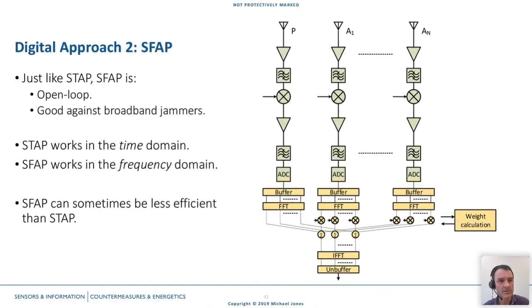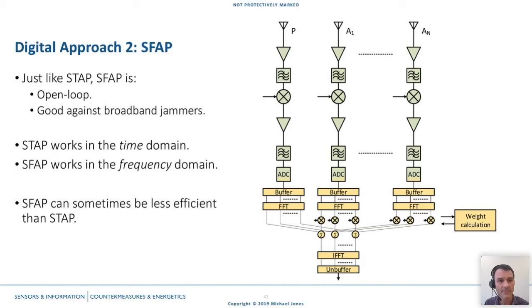The second approach is called SFAP, which is space frequency adaptive processing. This is the second technique that the military like to use. Again, it's exactly the same as the previous one. The difference is it's done in the frequency domain rather than the time domain. So after the ADCs in this case, we buffer that data and then we do FFTs to turn it into the frequency domain. Then we apply our weights in the frequency domain, and then do an inverse FFT back again, unbuffer it, and then that signal will drive the antenna input of your GNSS receiver.